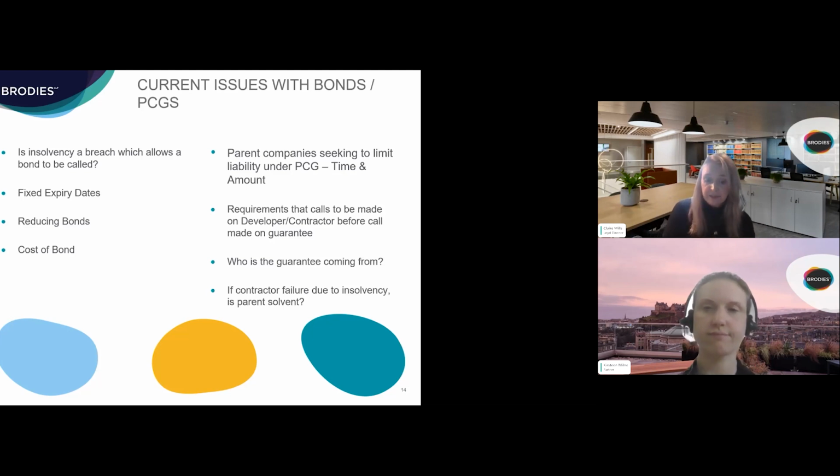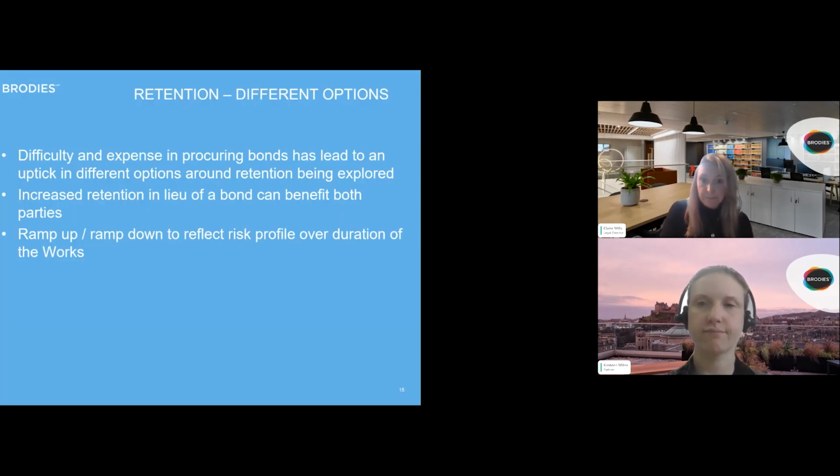Next slide, please. So as I've mentioned, the difficulty and expense in procuring bonds has led to an uptick in different options around retention being explored.